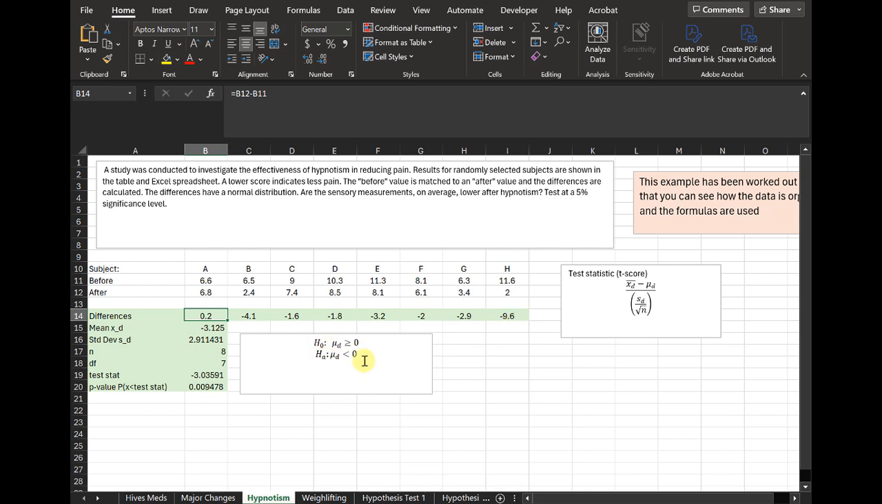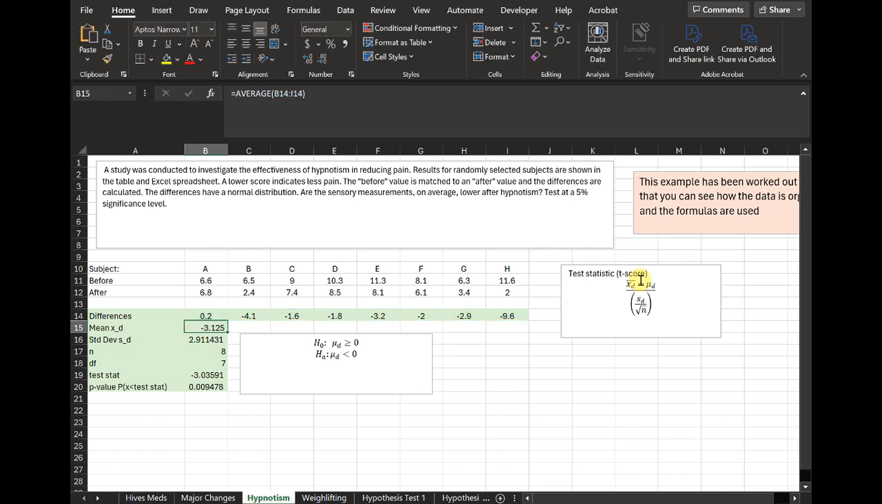And so if you look down here, you can see I set up my null and my alternative hypothesis. So I want to see if the measurements are less after hypnotism, which means I want my mu sub d to be negative, right? So less than. And then I can back into what my H sub naught is. Okay, so the idea is take your differences, and then you take a mean of the differences. So this is x sub d, the mean of all of the differences.